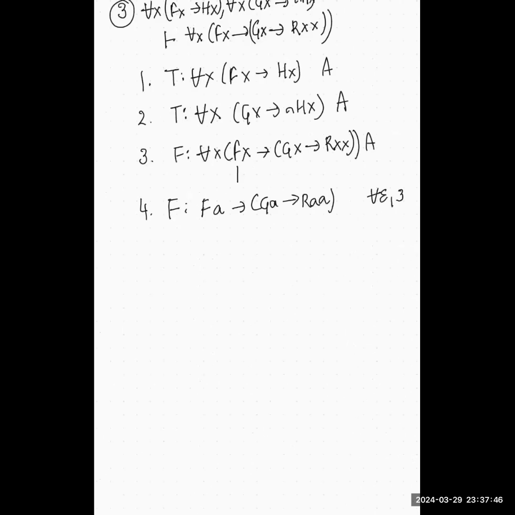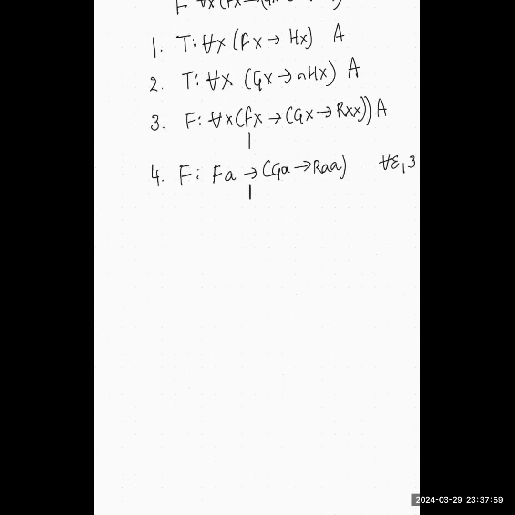And then we could either expand 4, or I think we should just expand 4, because we want to complete the third line first. So we're saying that FA is true and GA implies RAA is false. This is an instance of 4.